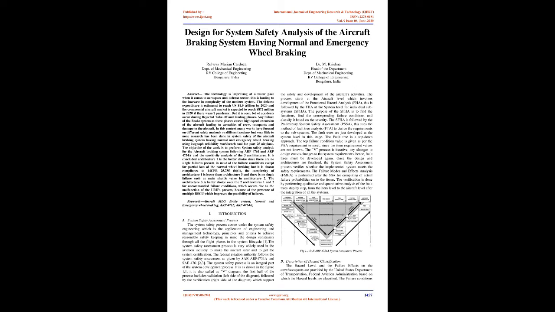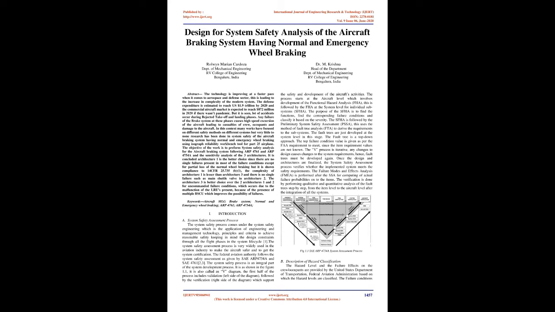But it is seen that a lot of accidents occur during rejected takeoff and landing phases. Any failure of the brake system at these phases causes high-speed excursion of the aircraft, leading to casualties of crew and occupants, and damage to the aircraft. In this context, many works have focused on different safety methods on different systems, but very little to no research has been done in system safety of the aircraft braking system having normal and emergency wheel braking using the Isograph Reliability Workbench tool for Part 25 airplane.